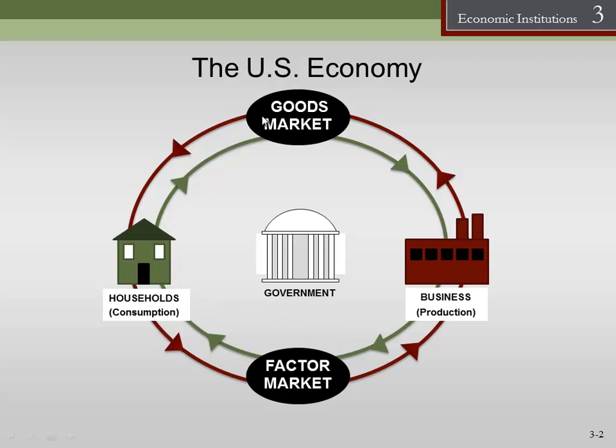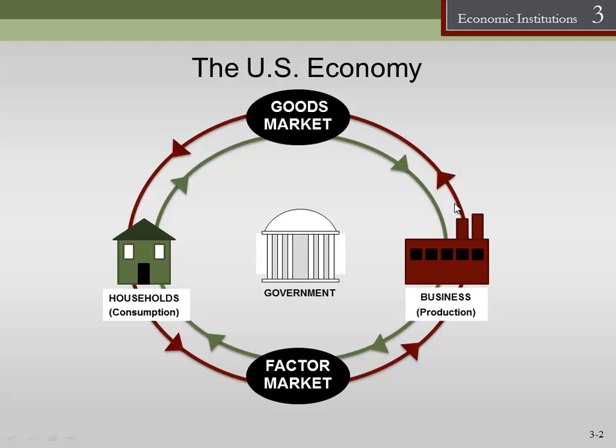All right, so we have two main markets. We have a goods market and we have a factor market. Goods markets are goods produced by firms and used by households. So they're sold by firms to households for final consumption. Factors, on the other hand, we'll call that factors of production, or another word for that is inputs, are sold by households to businesses who use those factors to produce goods.